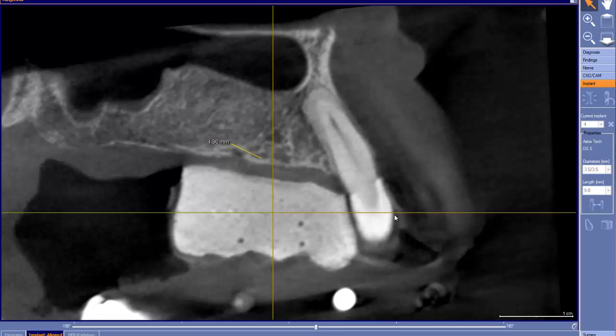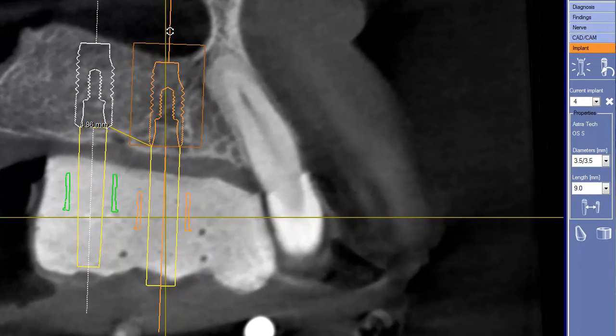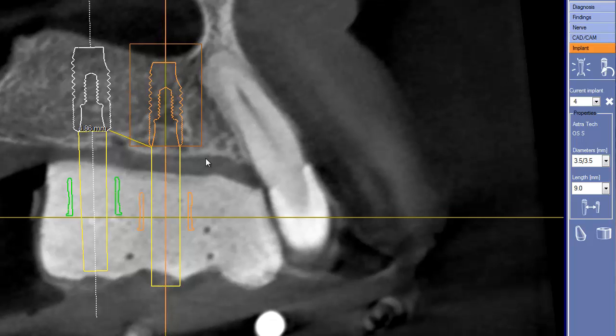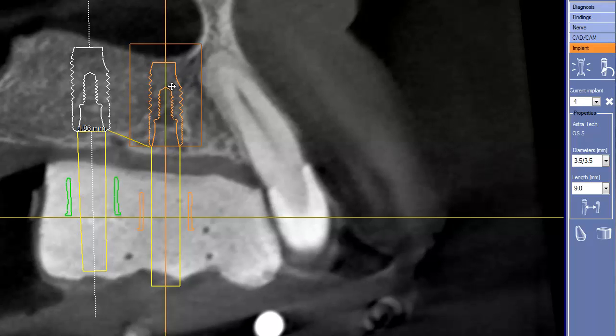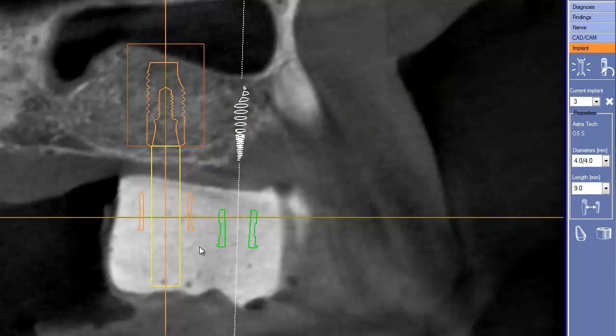So in a case like this, I would probably have a tendency to want to load this something like so. That way we could have an anterior cantilever. You can see here that we can't get much closer to this adjacent tooth. And this is probably more of an ideal plan right in here.